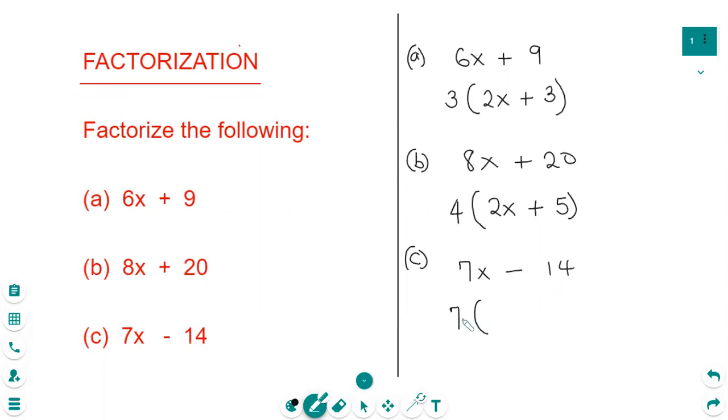Now what will I multiply 7 by to give me 7x? That's going to be x. So I write my minus sign down here. And now what will I multiply 7 by to give me 14? That will be 2. So I write down 2 here and I close it with a bracket. So these are the ways you can solve problems on factorization.